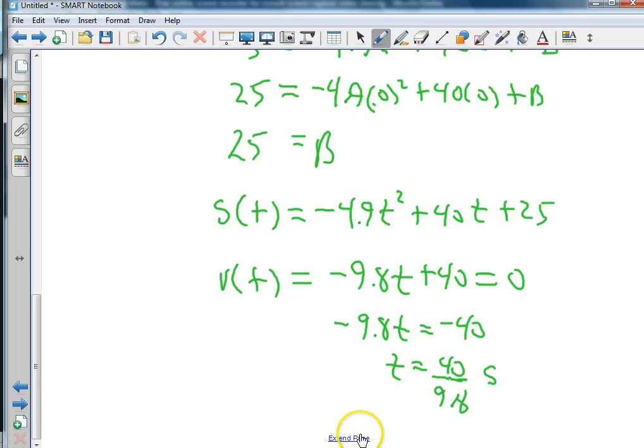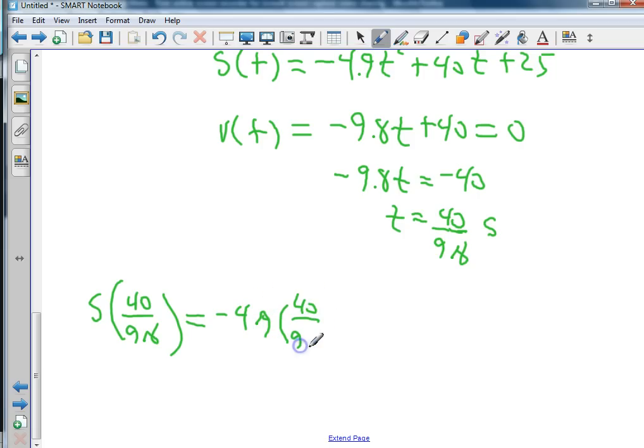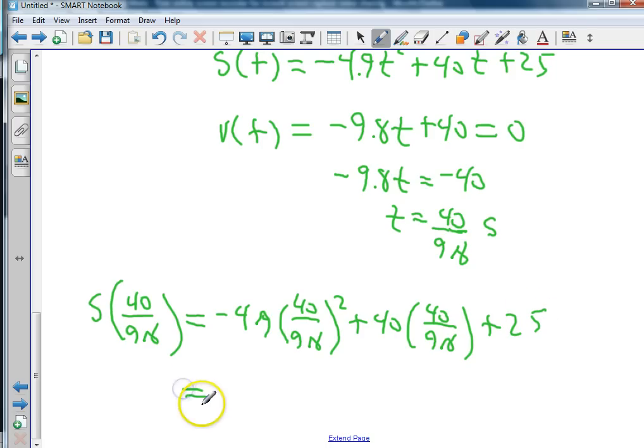So how do you figure out the highest point? Plug it into s. S of 40 over 9.8 is what you want. And here's s, right? So it's negative 4.9 times t squared, which is 40 over 9.8 squared, plus 40 times 40 over 9.8, just a little bit more than 4, right? Plus 25. So let's see what the zenith of my tomato is.